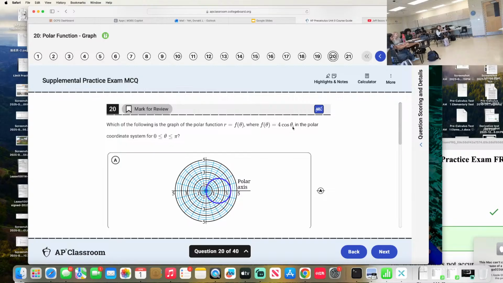What happens if you plug in pi over 6? It'll be cosine of pi over 6, which is square root 3 over 2. Square root 3 over 2 times 4 gives 2 square root 3. Roughly what? 3.4, because square root 3 is 1.7. So at 3.4, probably right here. This one's going to be like 3.4 because this is 4.